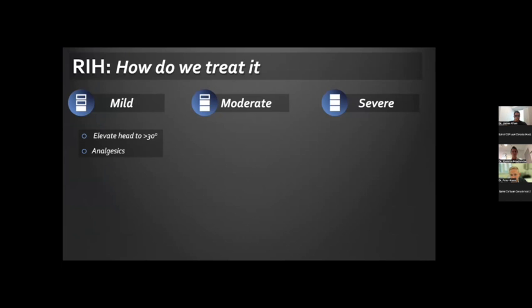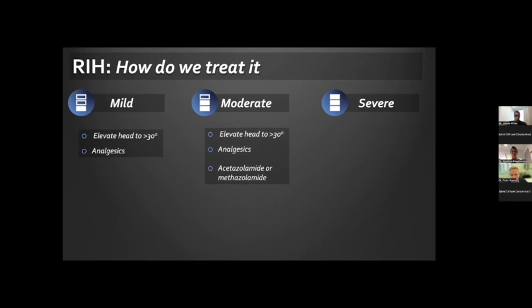So typically acetaminophen or Tylenol is what I recommend, because after a blood patch, we tend to ask people not to use non-steroidal medications like ibuprofen or naproxen for the first week or two in order to let healing occur.